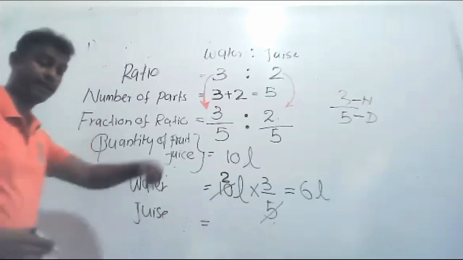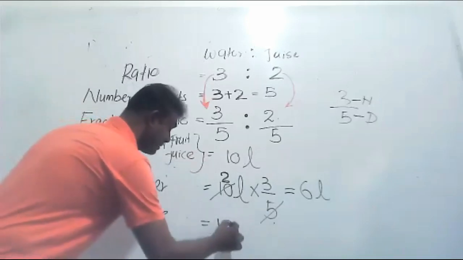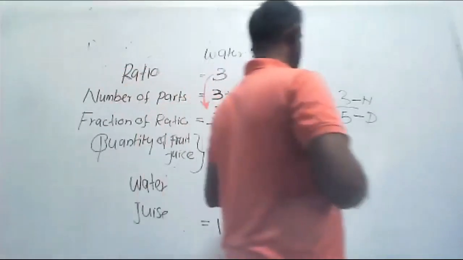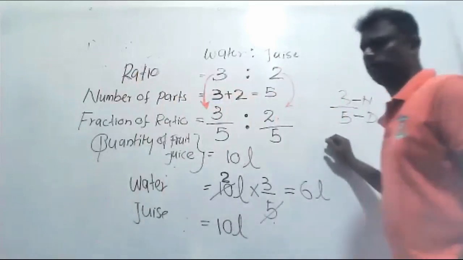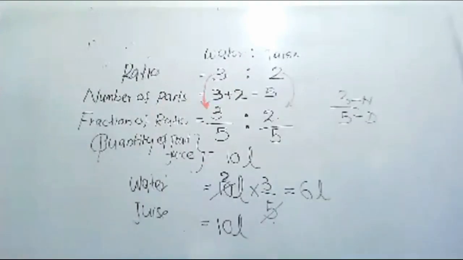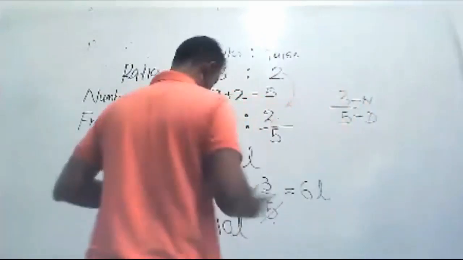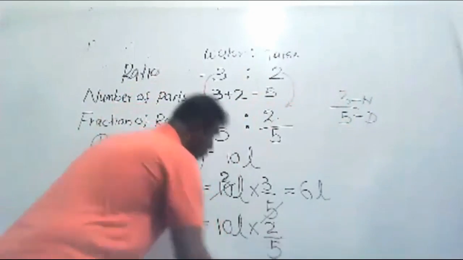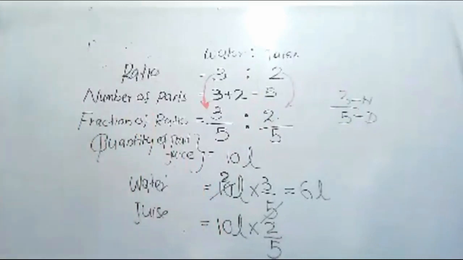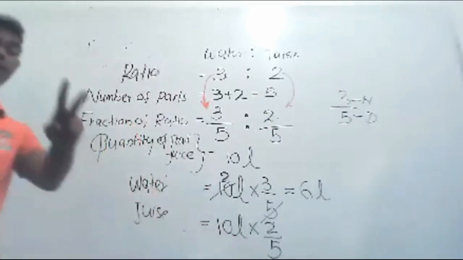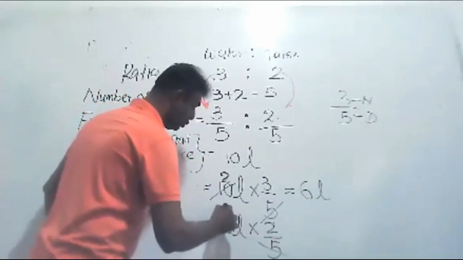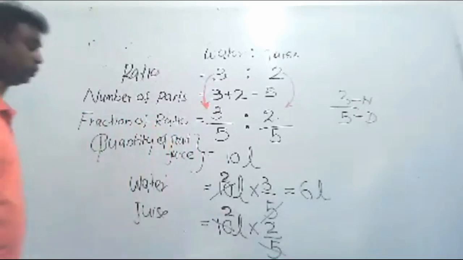The total quantity is 10 liters. The juice is 2/5 of the 10 liters, so 10 liters multiplied by 2/5. 5 divided into 10 is 2.